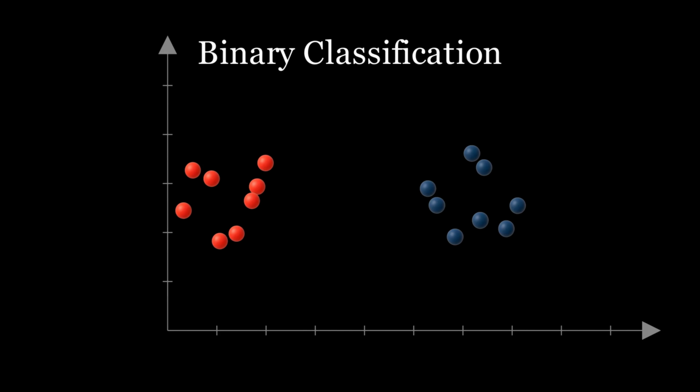Binary classification is the simplest type. You have two categories and each data point belongs to one or the other. Imagine plotting points on a two-dimensional graph, and those points represent two different classes, red and blue. Your job is to draw a boundary that separates one group from the other. Each new point is assigned to one side or the other.